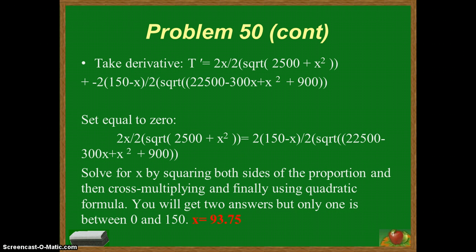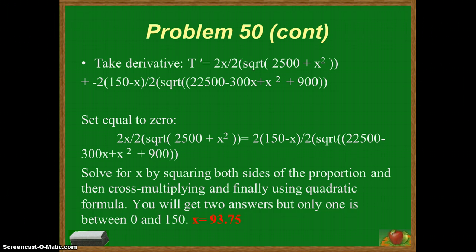I just copied and pasted what was on the previous slide above, and the way you would solve this equation is I set it equal to 0. And I get 2x over 2 times the square root of 2500 plus x squared equals 2 times the quantity 150 minus x over 2 times the square root of that binomial expanded plus 900, which I factored out. I solve for x. Notice this is really a proportion, two ratios that are equal to one another, so I square both sides.